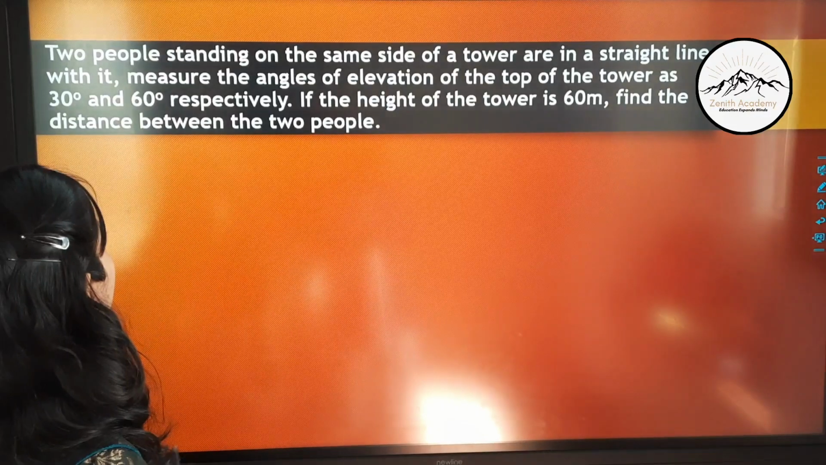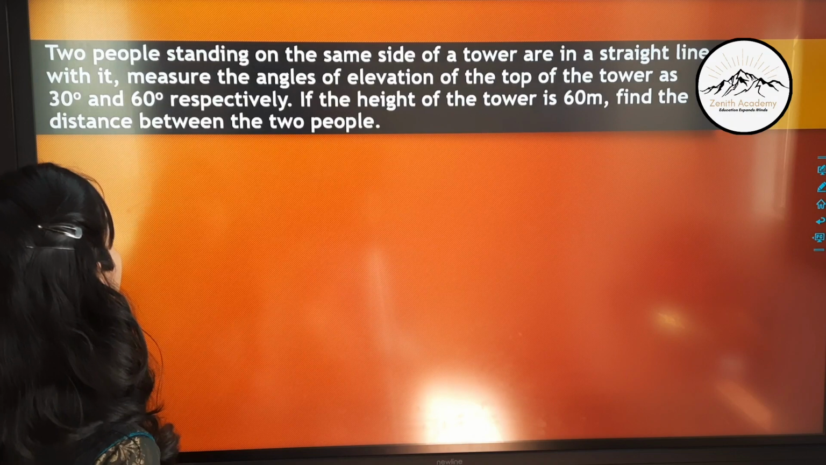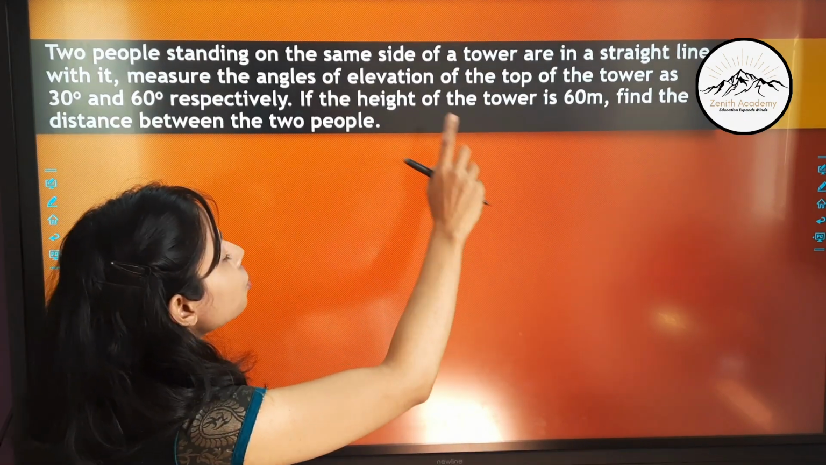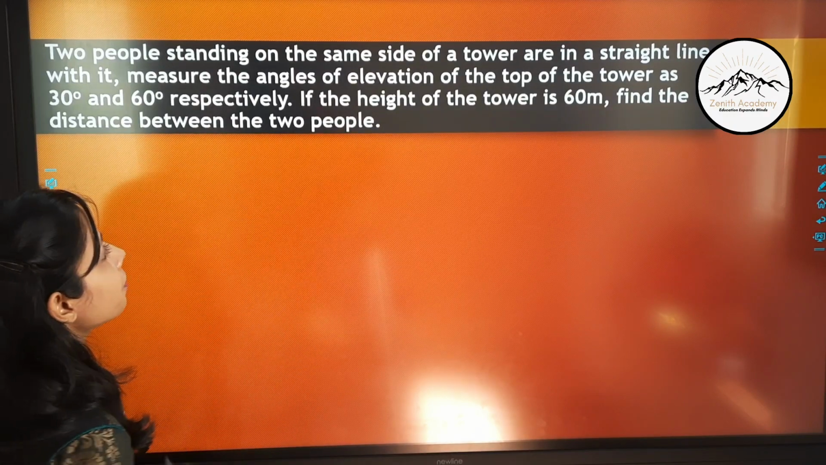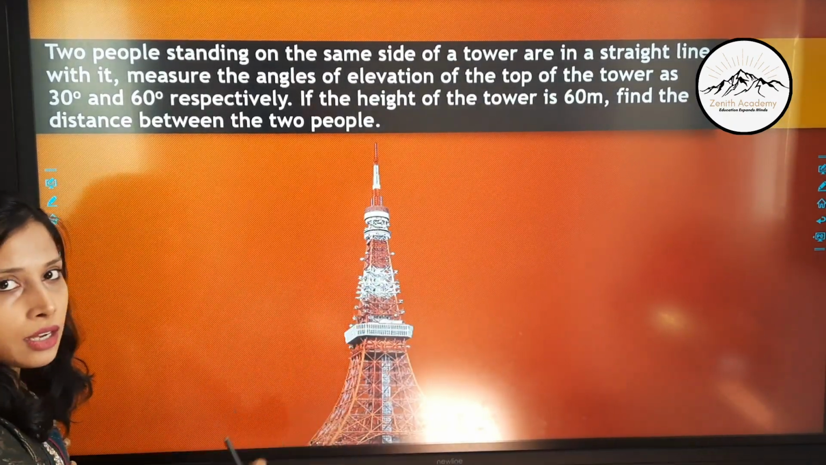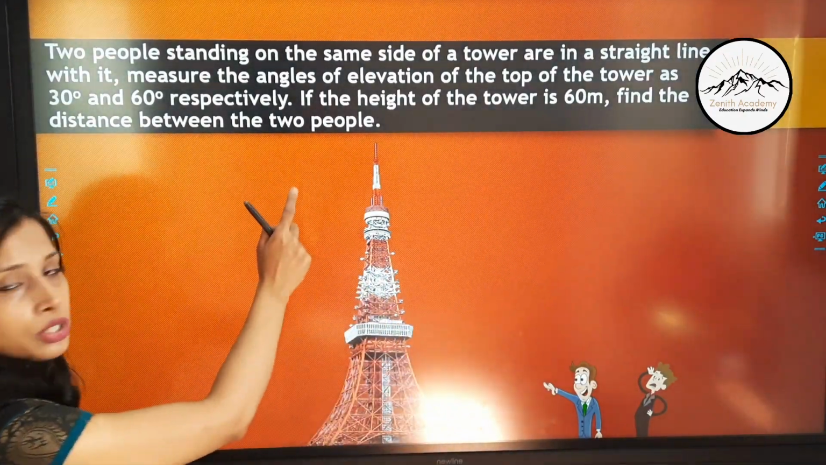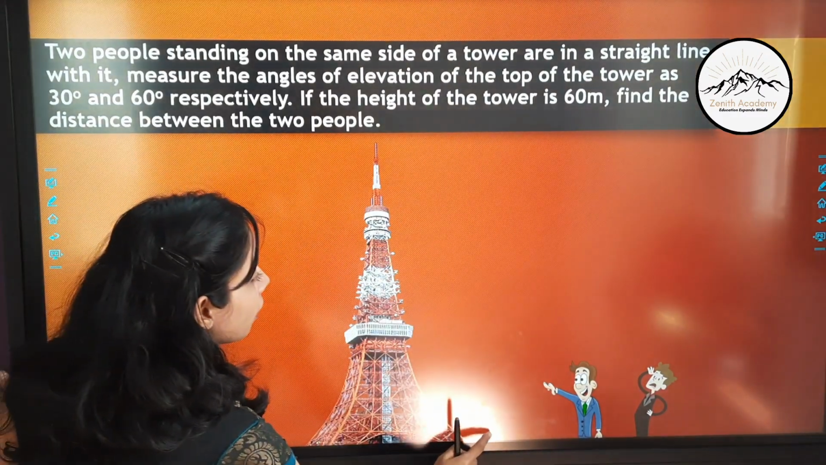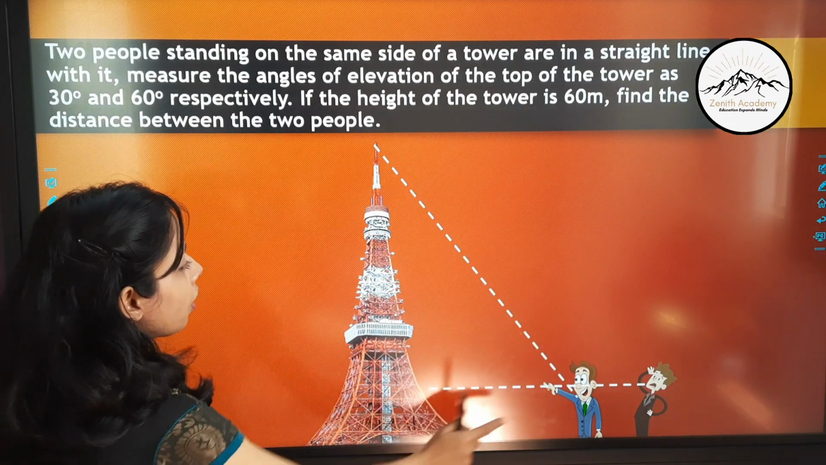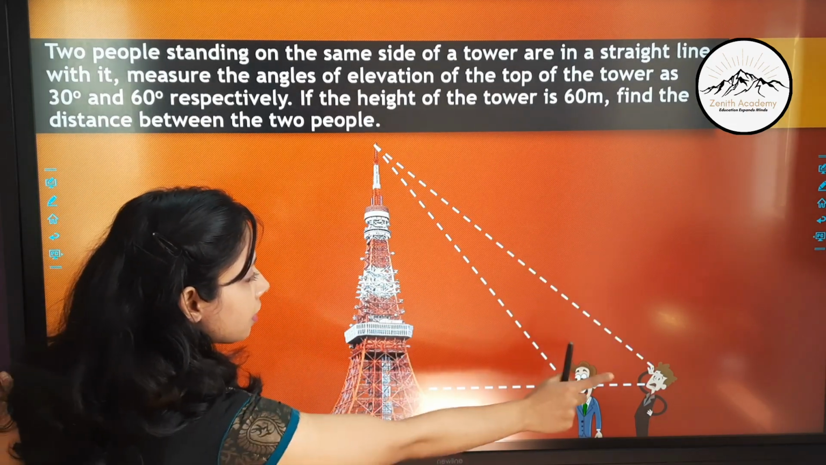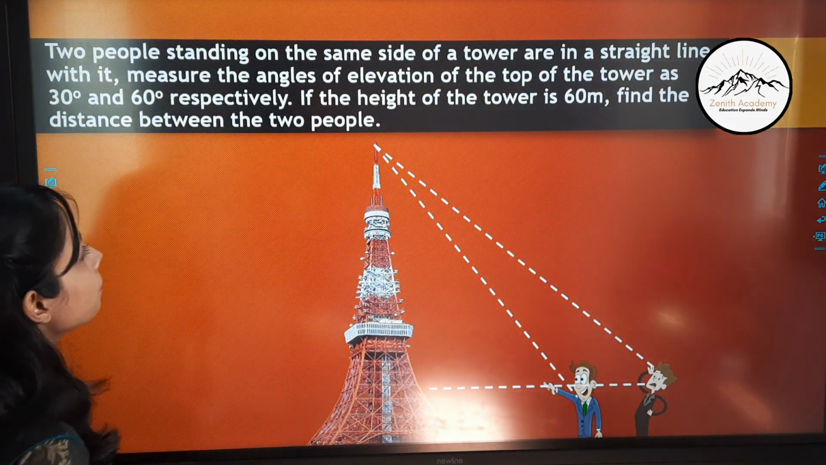Next question is, two people standing on the same side of a tower are in a straight line with it. They measure the angles of elevation of the top of the tower as 30 degrees and 60 degrees respectively. If this is the tower, we have two people standing in the same direction and watching the top of the tower. This is their line of sight, and this is his angle of elevation and this is his angle of elevation.